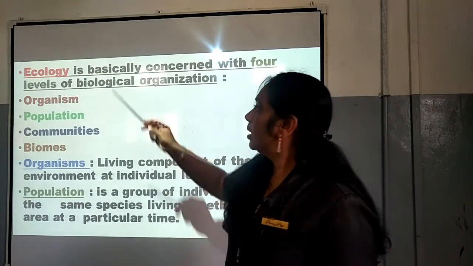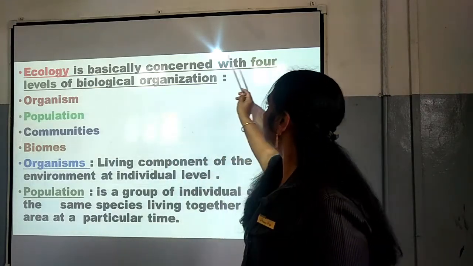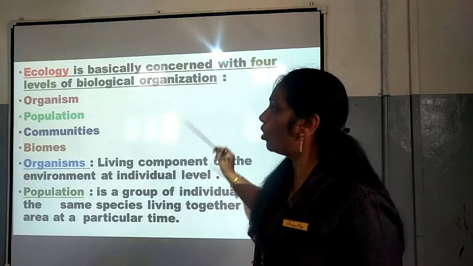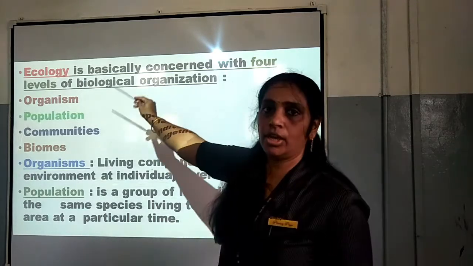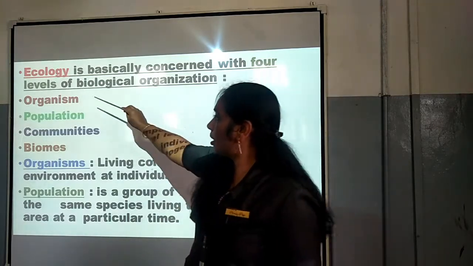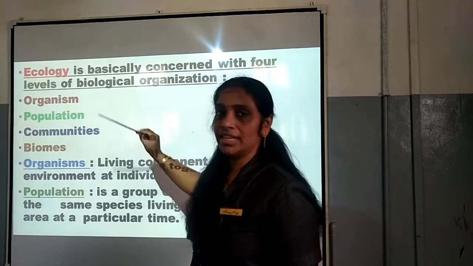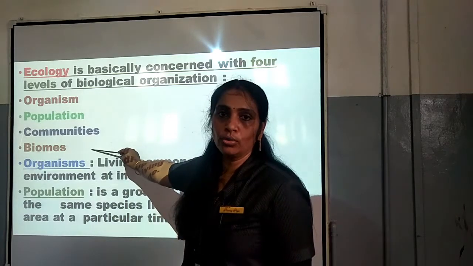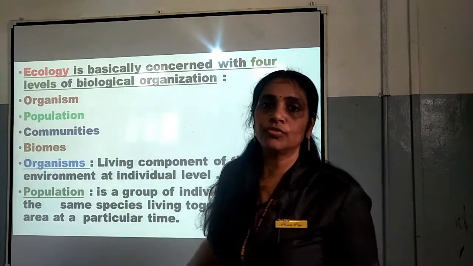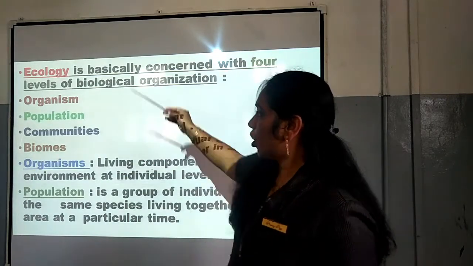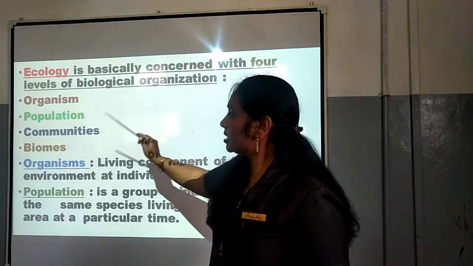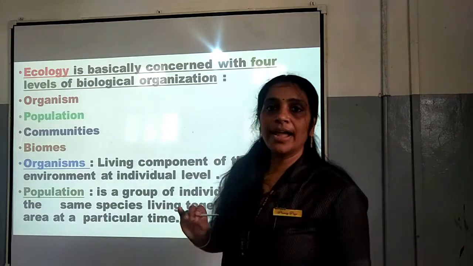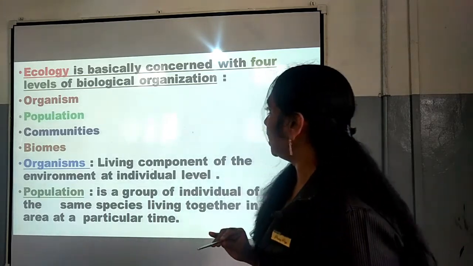Now next thing, ecology is basically concerned with 4 levels of biological organization. 4 levels are the basic concept of ecology. Number 1, organism, 2, population, 3, communities and number 4, biomes. From biomes, biosphere is formed. So organism, population, communities, biomes are the 4 basic levels of biological organization.